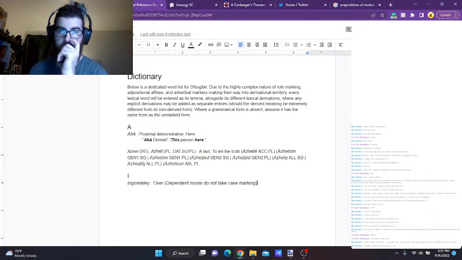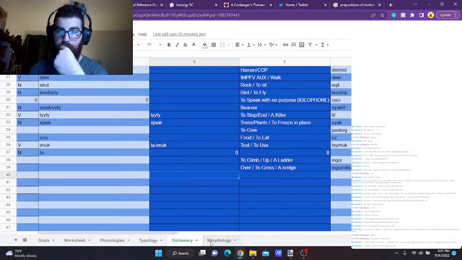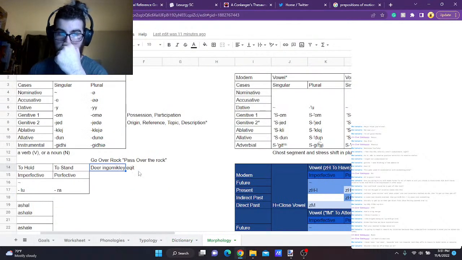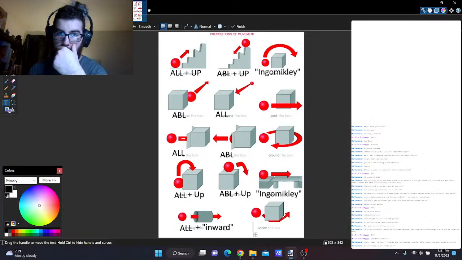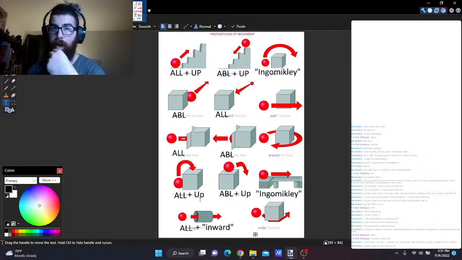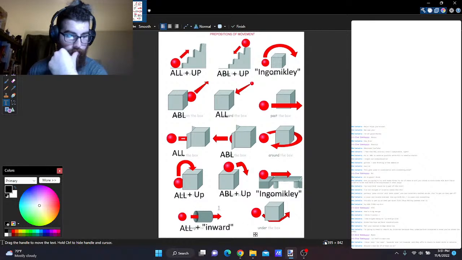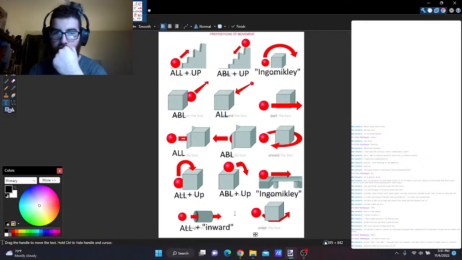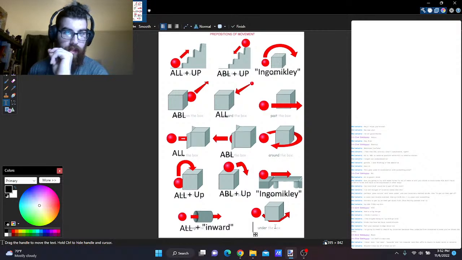Hold up. So up ablative and up allative. Up allative and then up ablative. Okay. So we could do a mix of under and down, or inward and down for under to pass under. Couldn't we? Down and in.